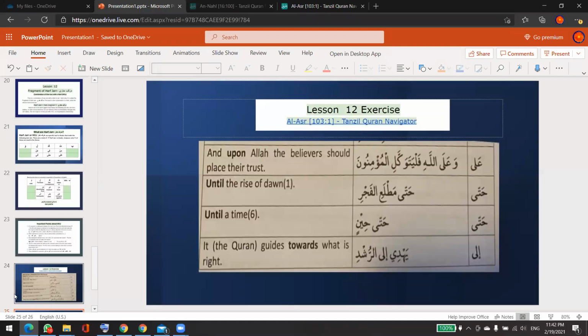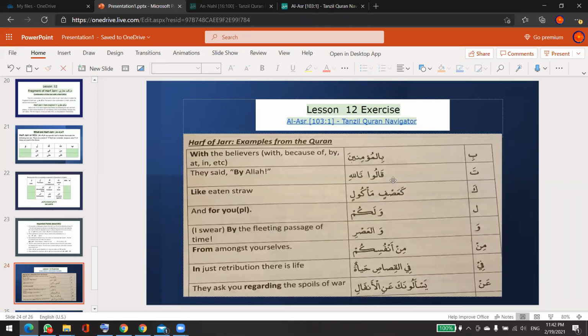And this is from the notes, examples from the Quran. So bil mu'minina, with the believers. Tallahi, by Allah, and it's a strong oath. Ka asfim maqul, like eaten straw. Ka is the harf of jar over here. Lakum, and for you. Lakum dinukum waliyadin. Lakum. Because this lam is coming with the pronoun, that's why it's taking fatha.